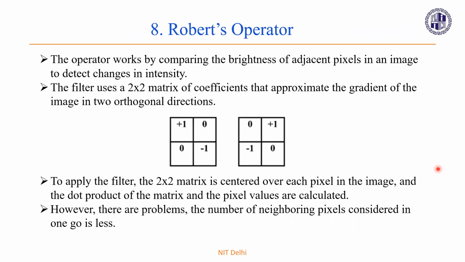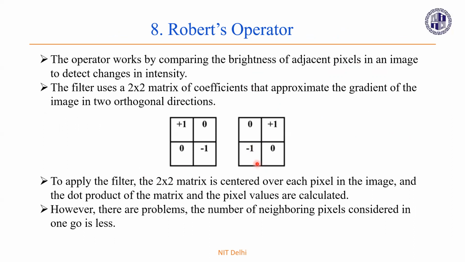The first operator which we are going to discuss is the Roberts operator. It consists of a 2 cross 2 matrix of coefficients. It is also called a mask or a filter, which is applied on an image. This operator works by comparing the brightness of adjacent pixels in an image to detect changes in intensity.